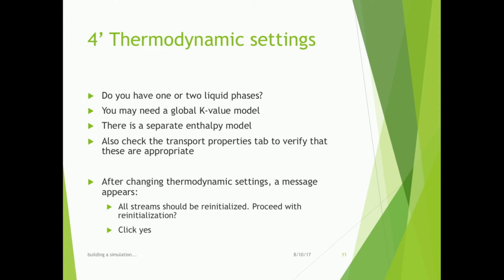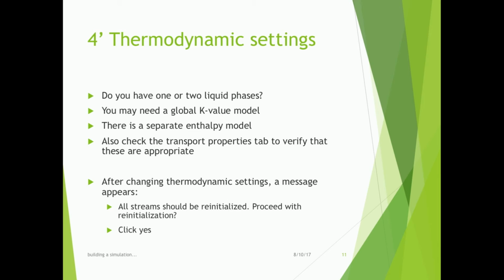We have a couple questions that we need to ask ourselves in this section. Do you have 1 or 2 liquid phases? If you have 2 liquid phases, you better make sure you have a model that will compute that. You may need a global K-value model, which would give you global values for a bunch of different components. There's also a separate enthalpy model that you can choose if you want. You also need to check transport properties to verify that these are appropriate for your materials and your conditions.